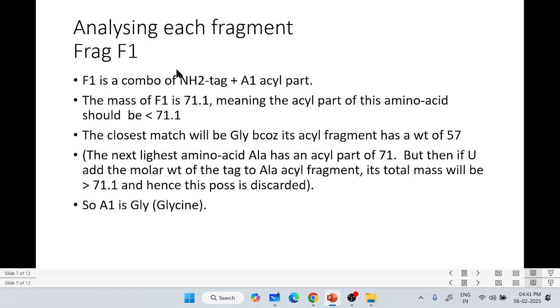So let's first look at the lightest fragment F1. F1 is a combination of the tag, which has its own mass, plus the acyl part of the A1 amino acid. Now the total mass of F1 is 71.1, meaning the acyl part of this amino acid should be less than 71.1, because the tag is going to have its own molar mass. We don't know how much it is, but it has a molar mass. So the one and only match will be glycine, because it's the only amino acid whose acyl fragment has a weight of less than 71. The next lightest amino acid, alanine, has an acyl part of 71. But then if you have alanine there, that fragment F1 should have a mass more than 71.1. That's not the case here. So alanine cannot be there, so it has to be glycine, the first amino acid.